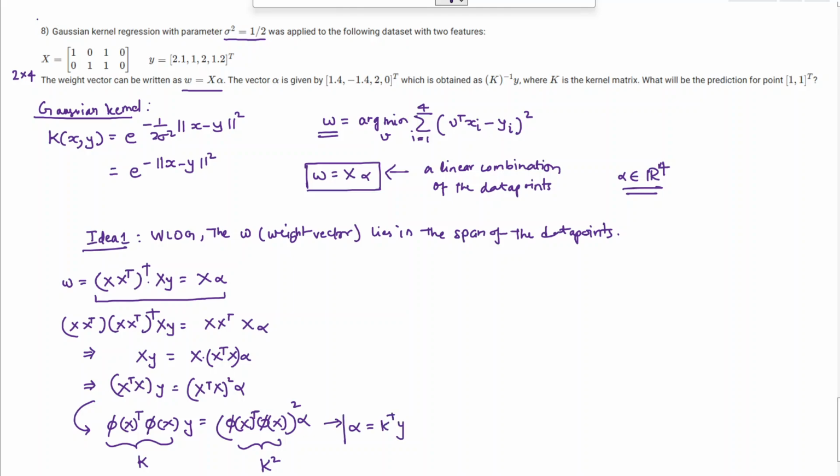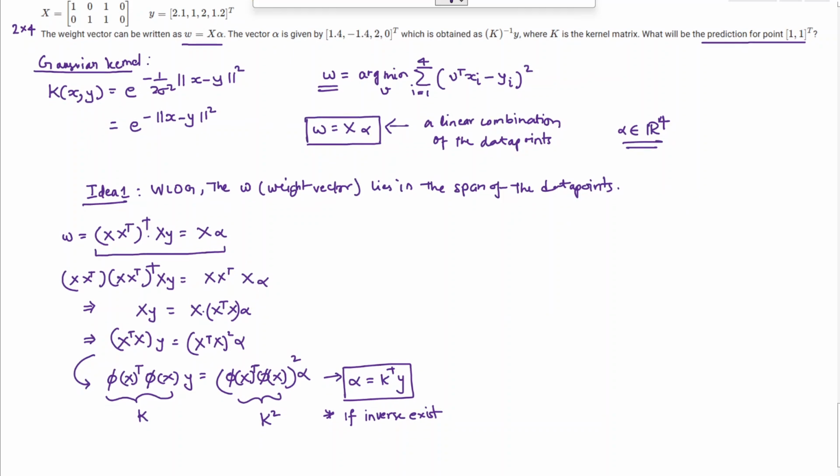Now, if the inverse exists. Let me just write a note: if the inverse exists; if it does not exist, then there are other methods to compute alpha. Okay, now the question arises, so what is the question? The question is, you have to find the prediction for a new data point. Now suppose you have a new data point.